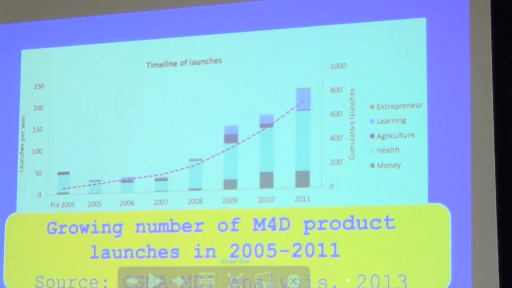GSMA did a study in 2013 around the M4D products that are coming up. And as you can see, a lot has been going on in mobile money, but a lot more has been going on in health, quite a little in agriculture. But all in all, since 2005, a lot of innovations and interventions around some of these problems that you're observing, they are typically developing problems, have been coming up.